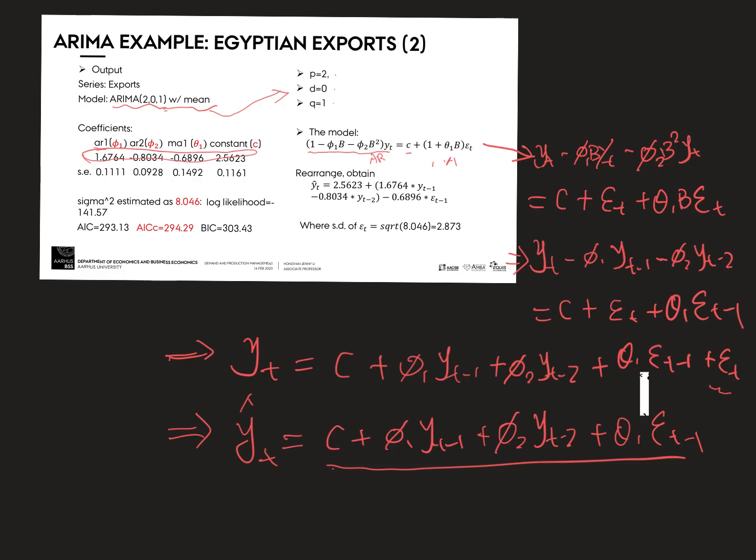And now these values can be read out directly. So we have the C value given as 2.5623 plus phi 1 is 1.6764 y t minus 1, and all the other parts you just continue to write. So that's how we get this ARIMA model. If you want to see what actually is an ARIMA model.